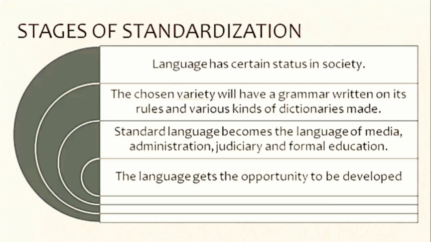This variety will have a grammar written on its rules. Now this particular English will have grammar. How are the sound systems formed? How are the words formed? How is a sentence structure formed? The grammar is written for this language. The dictionaries, the vocabulary, different words are made for this particular language.